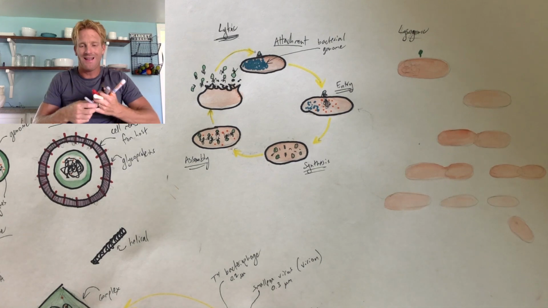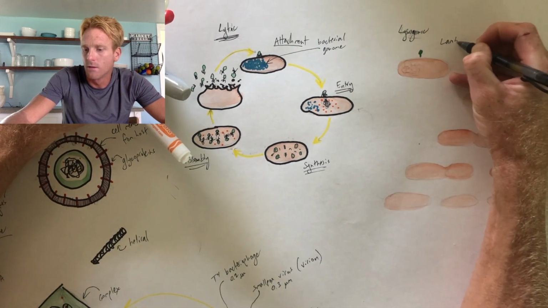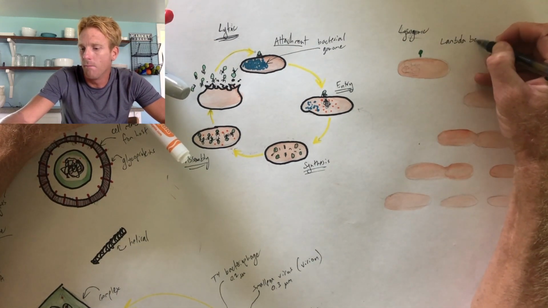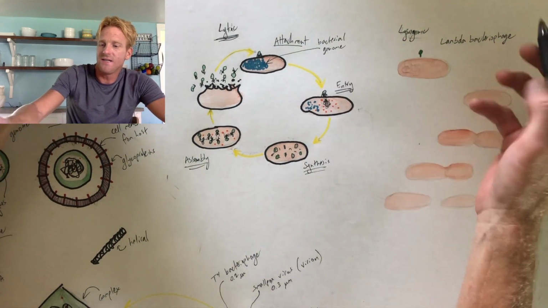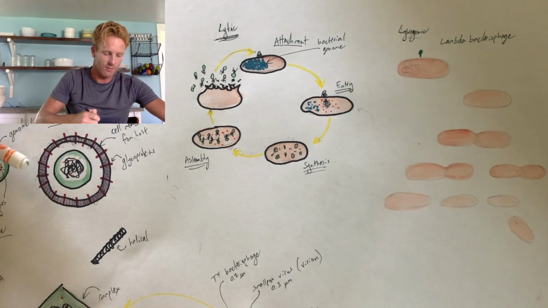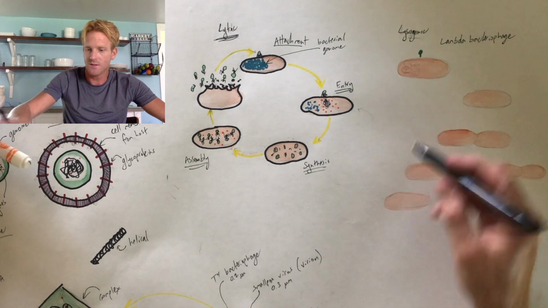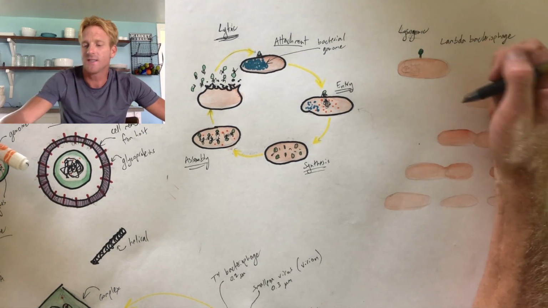coli. This is called a Lambda Bacteriophage. So this is Lambda Bacteriophage. It looks a lot like your T4 bacteriophage. It just doesn't have these little weird tail threads. It just has the capsid attached to a tail. So you're going to have this capsid, which contains the genetic code attached to the tail.